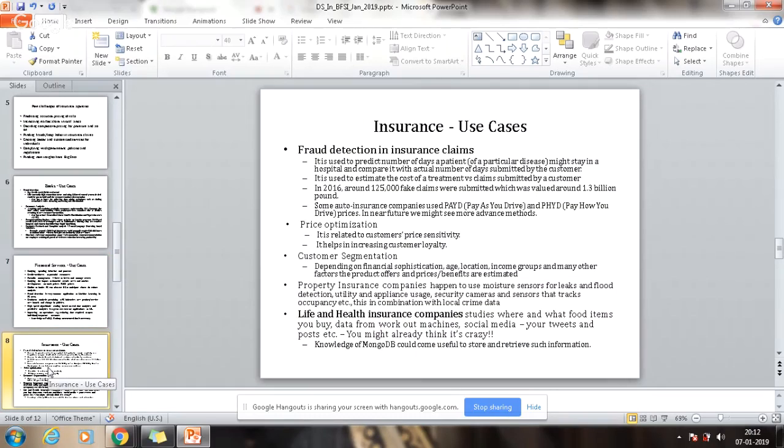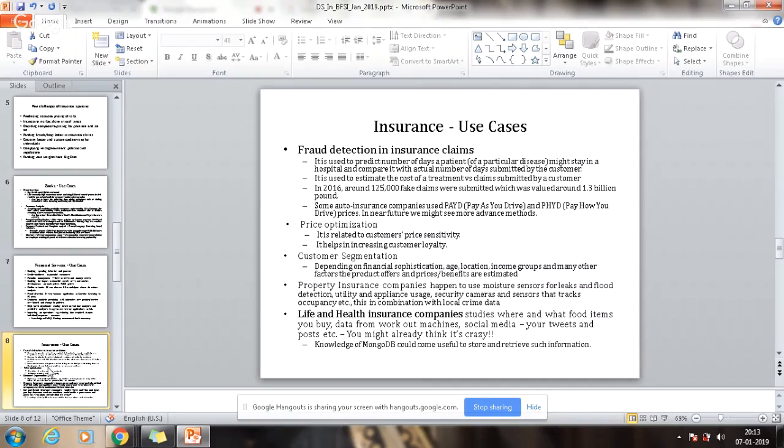Next, we would see a few use cases in the insurance area, and I will quote one interesting example. There are a couple of companies who are trying to predict how many days a patient would spend in a hospital and compare it with the actual claim submitted. Somebody says, I stayed in the hospital for 15 days. This is the expense, and the insurance company has to pay it, right? But in reality, the patient might have stayed for 2 days, but filed a claim for 15 days' worth of money.